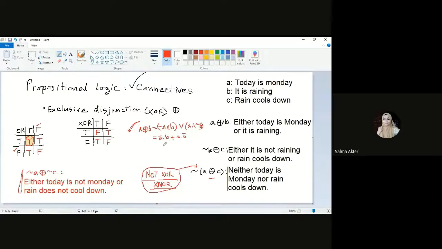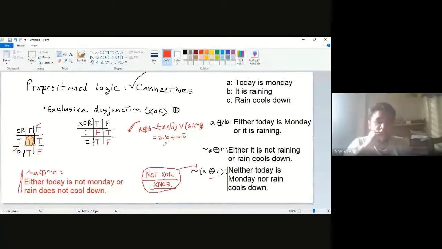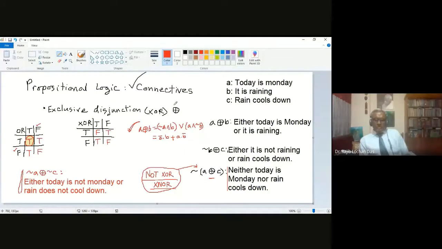Sir, is there any special symbol for XOR for this course? No, it is the symbol I have already written. Okay, sir. So this is the same symbol, not anything different. It is the same symbol. So this is XOR and the expression, and this is also correct. That is the algebraic law or rule.